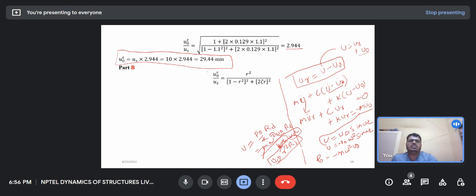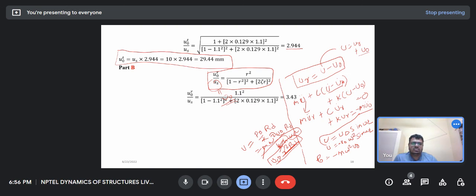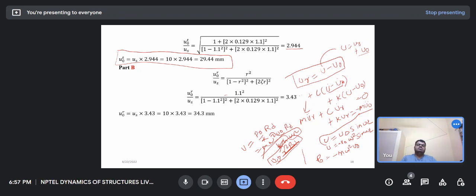This is the response I get, r square into rd, and this u_s, or in this case I have written u_s, or you can write it as u naught. So if you calculate this, you will get u_r divided by u_s comes out to be 3.43. So from this, the relative displacement of the block comes out to be u_s multiplied with 3.43, and u_s is given to you as 10 mm, so that comes out to be 34.3 mm.